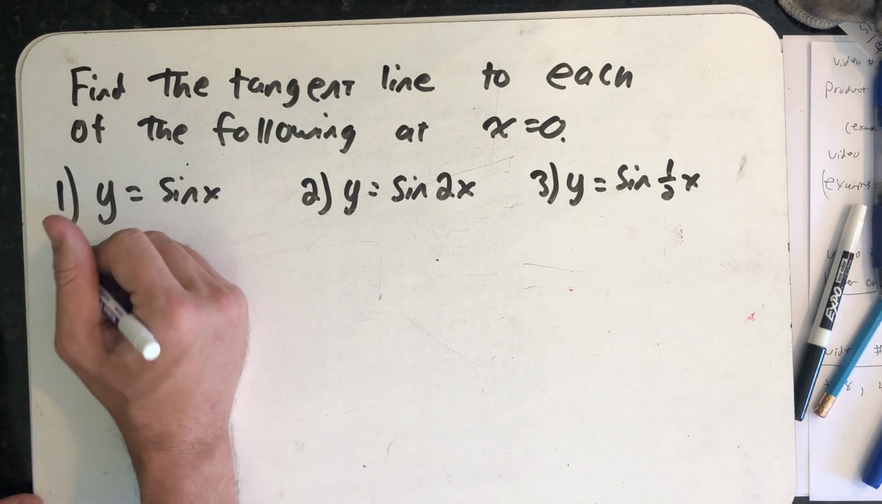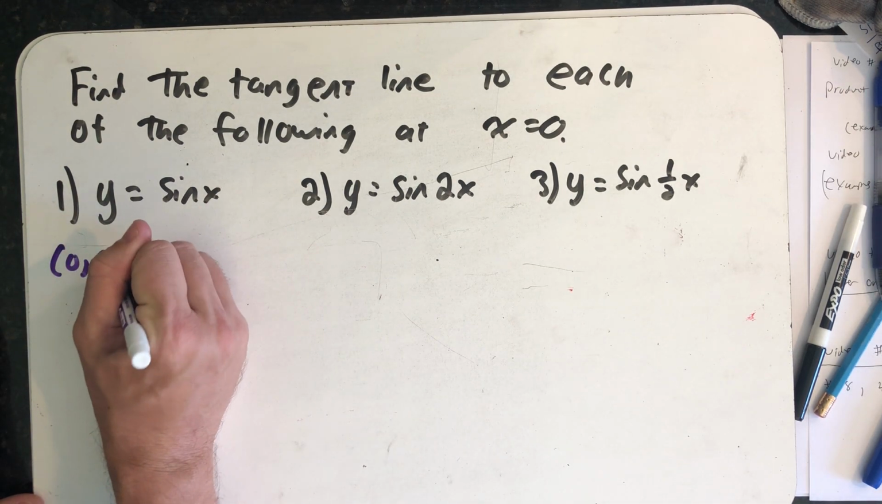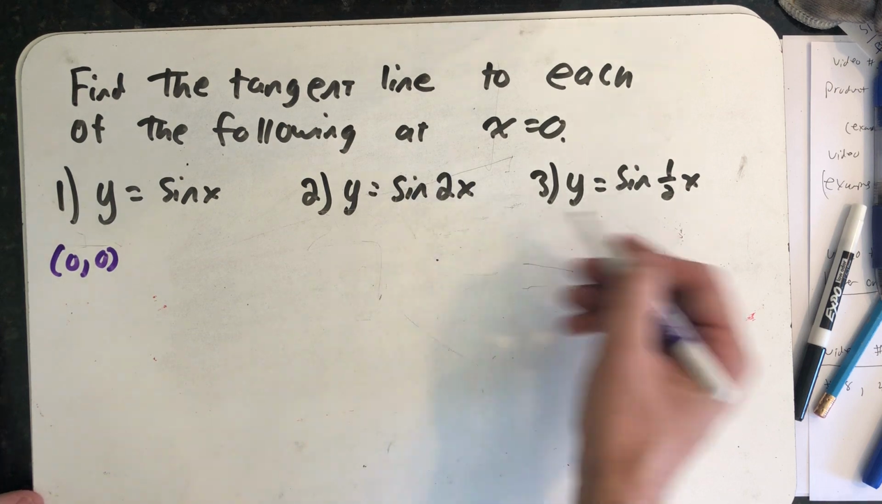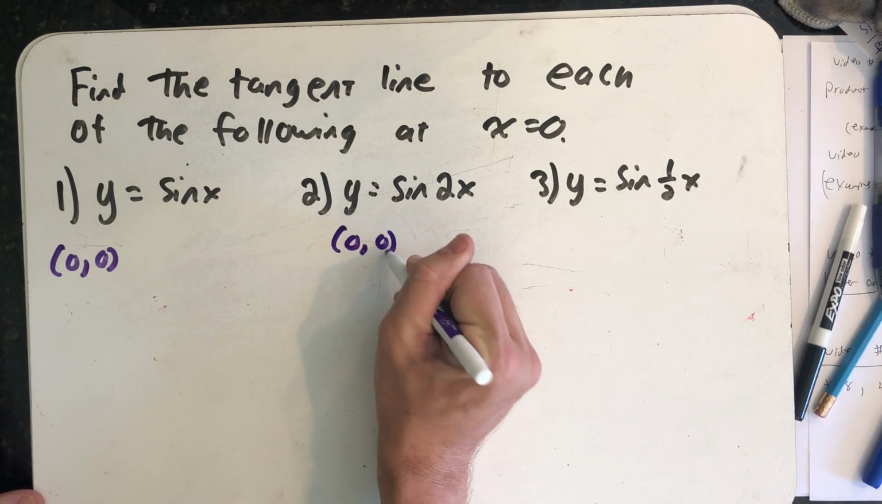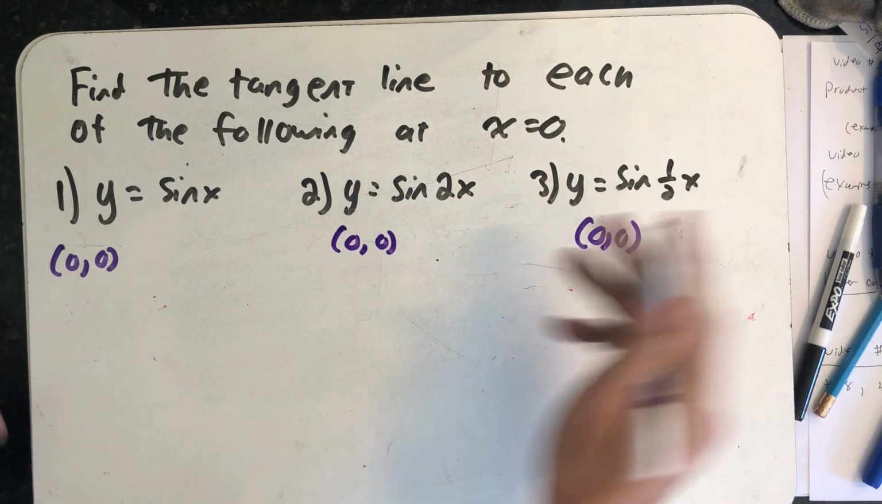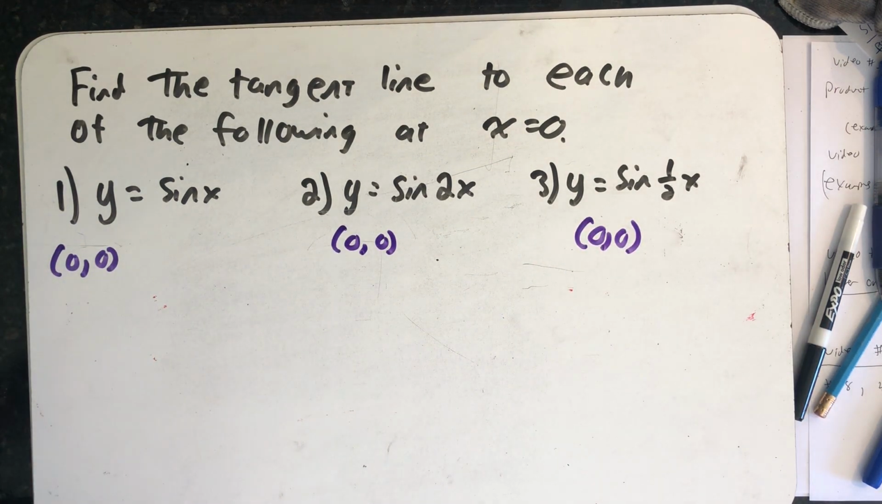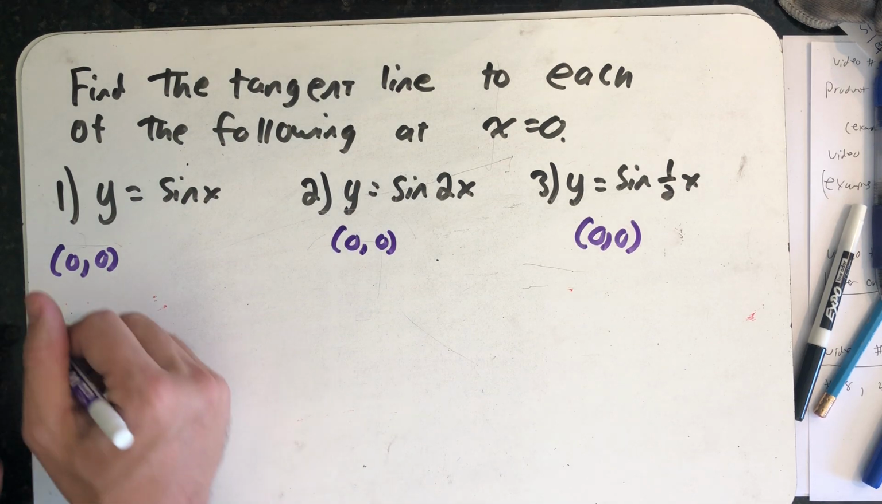Well, when x is 0, sine of 0 is 0. And it doesn't matter what I multiply 0 by on the inside, so sine of 0 is still 0. I'll be dealing with the origin in all 3 problems. And now what I need to do is take a derivative.